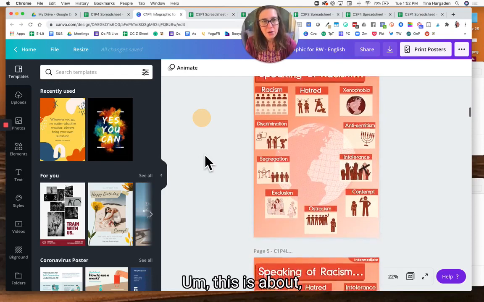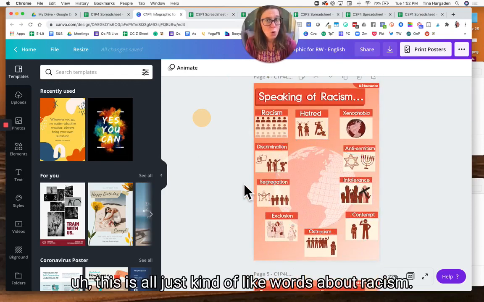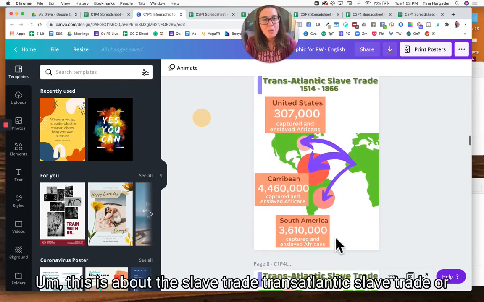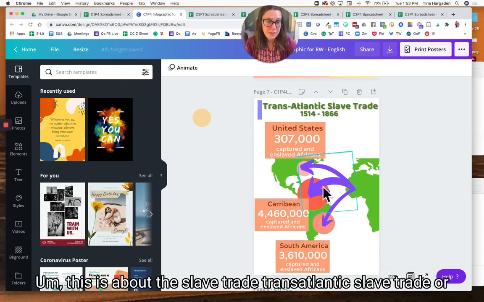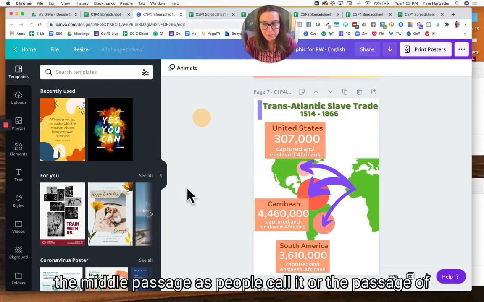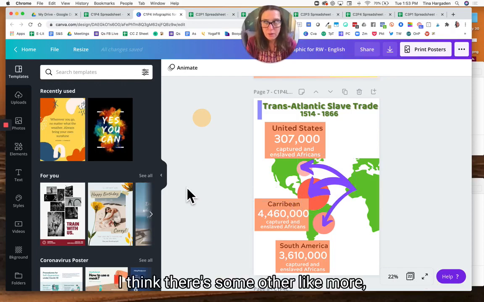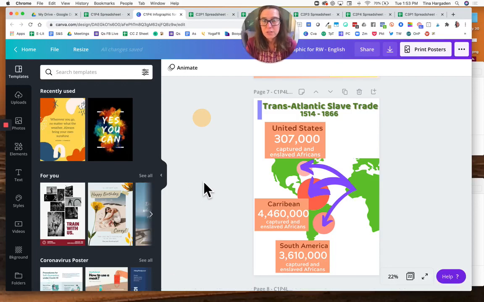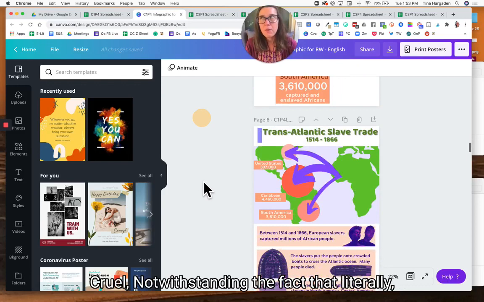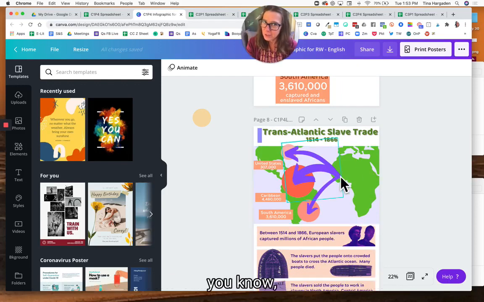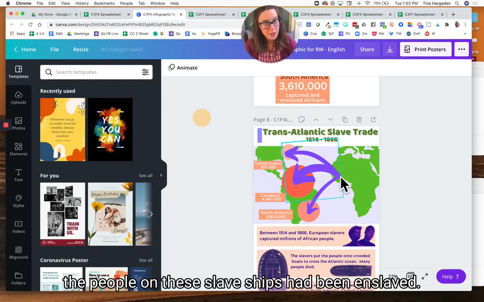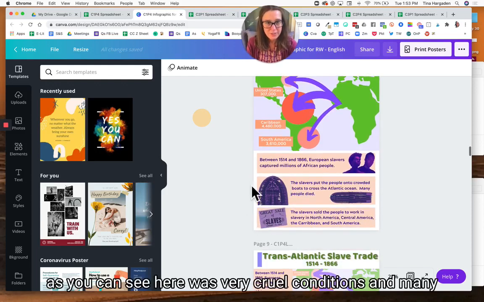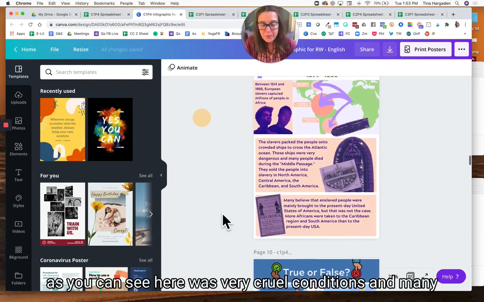This is all just words about racism. This one has a little more information for the intermediates, and this is for the advanced. This is about the transatlantic slave trade, or the Middle Passage, as people call it, or the passage of complete death. I think there are some other, more accurate terms for how the experience was, because it was very dangerous and cruel. Notwithstanding the fact that the people on these slave ships had already been enslaved. That was the original horrible cruelty, but even just the trip, as you can see here, had very cruel conditions, and many people died.